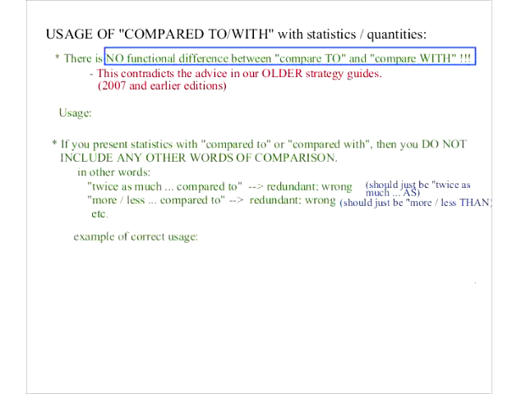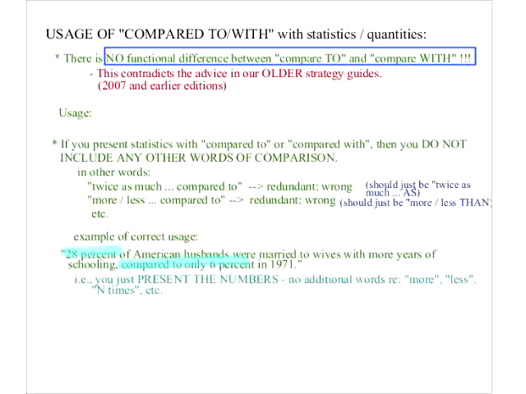The way that you're supposed to use it is like this. 28% of American husbands were married to wives with more years of schooling, compared to only 6% in 1971. Notice you just present the numbers. You're not saying more, you're not saying less, you're not saying greater than, less than, this many times, double, half. You're not saying any of that stuff. You're just saying 28% and 6%. In fact, in an ideal usage, only here would work, but you could also just say compared to 6%.